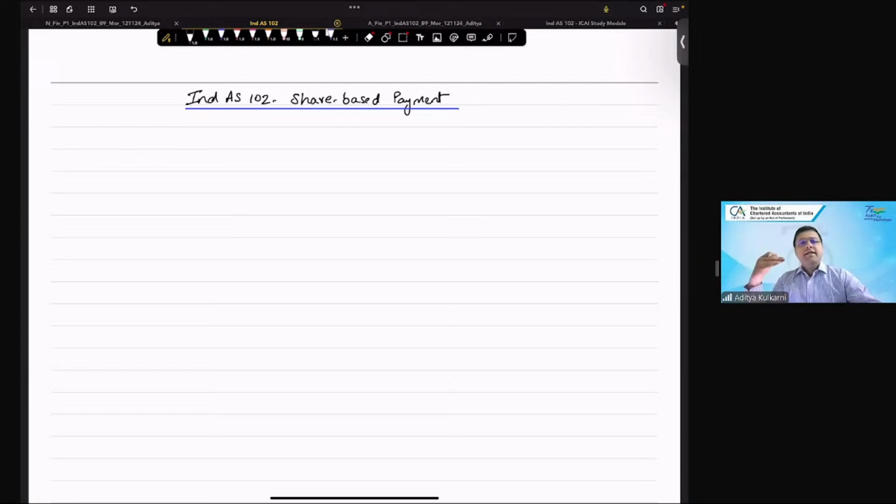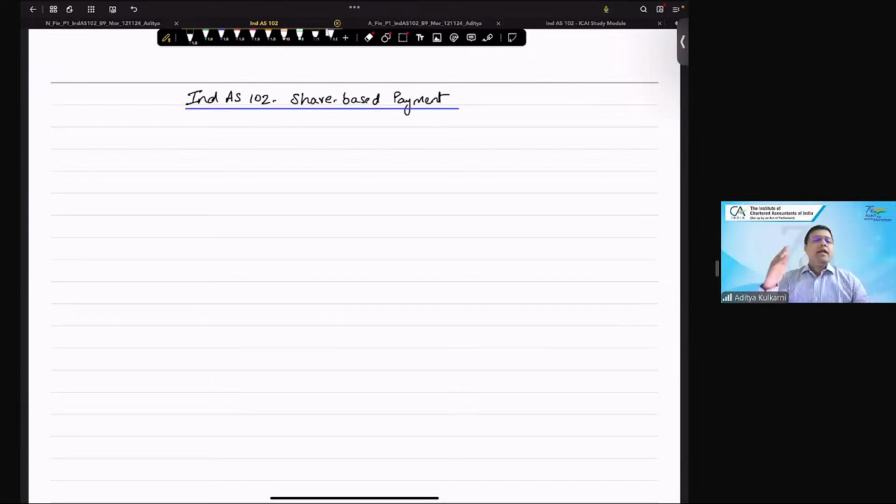Now, under the Ind AS regime, there is a separate standard altogether. The key point to note was that the guidance note focused on only employees' share-based payments, whereas the standard focuses on share-based payments. That means the scope is very, very broad under the Ind AS regime. It focuses entirely on the whole gamut of share-based payments, whether it is employee share-based payments or vendor share-based payments, whatever it is, it comes under Ind AS 102.